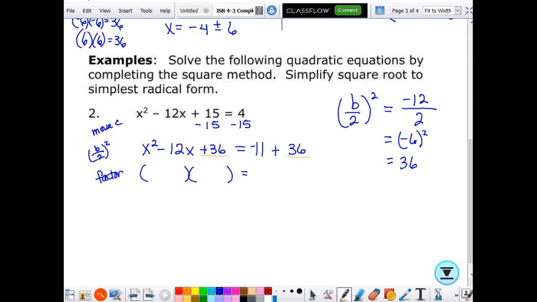Factor. I didn't write down the steps very well at the other one up there. I'll try to do better here. Okay, so what multiplies to 36 that adds to 12?